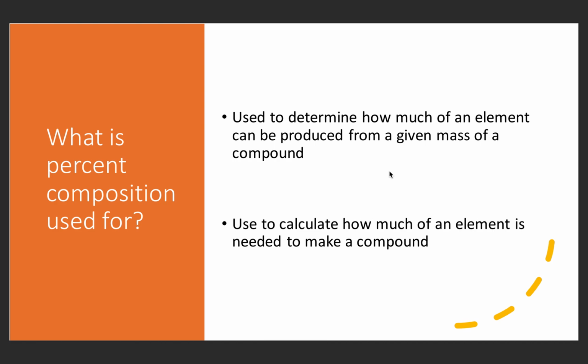Percent composition is used to determine how much of an element can be produced from a given mass of a compound. This is actually pretty important for manufacturing, to determine how much of something can be produced. And then it's also used to calculate how much of an element is needed to make a compound. So these are 2 applications of percent composition, maybe how they're used in manufacturing or how a chemist would use them in their everyday life.